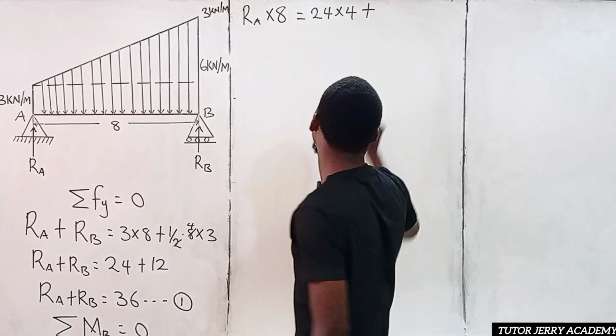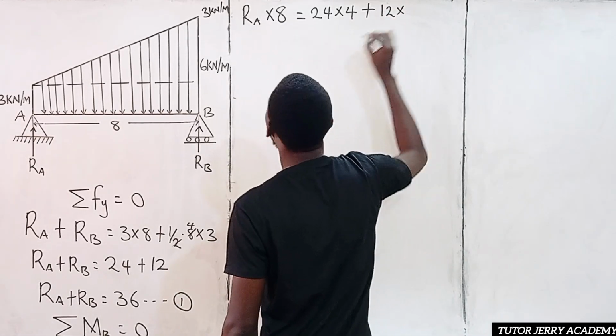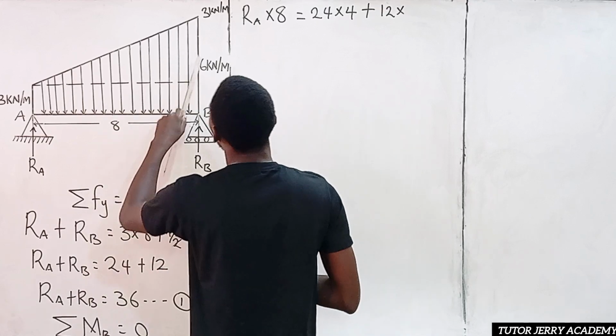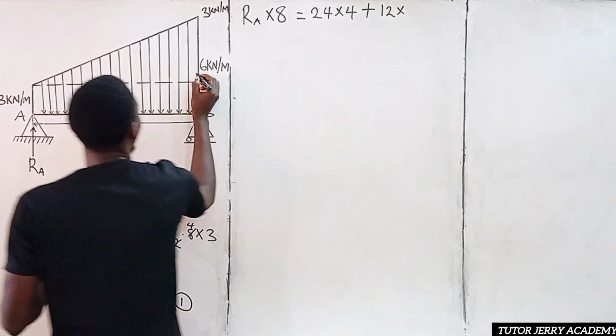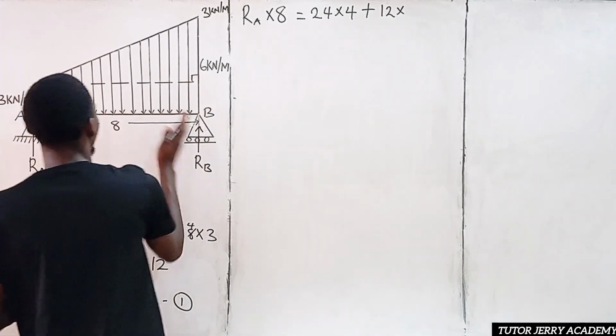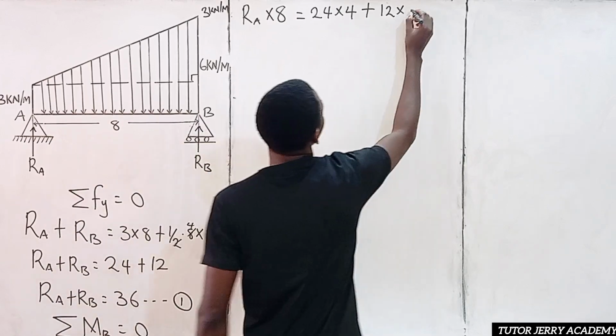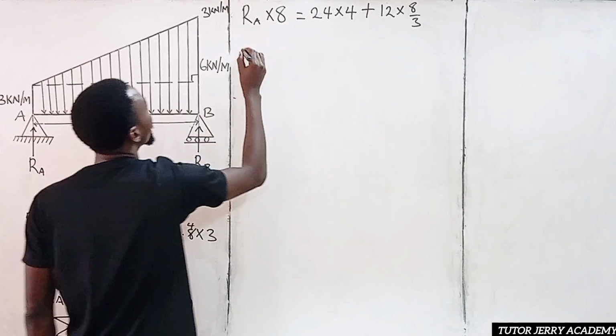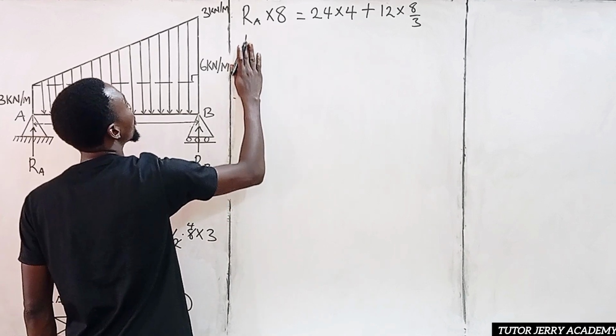and that of the uniform varying load is 12. So we're going to have 12 multiplied by, so this one is going to act at 8 over 3 away from our right angle, that is this point. All right, so 8 over 3. So it's going to be multiplied by 8 all over 3. So this is going to be equal to 8 R subscript A.